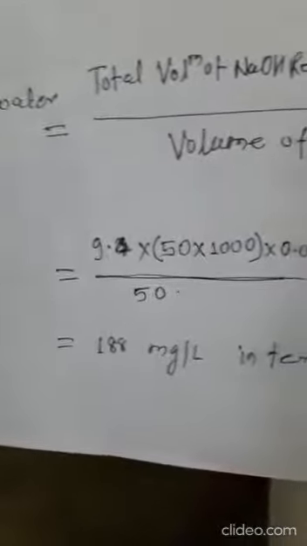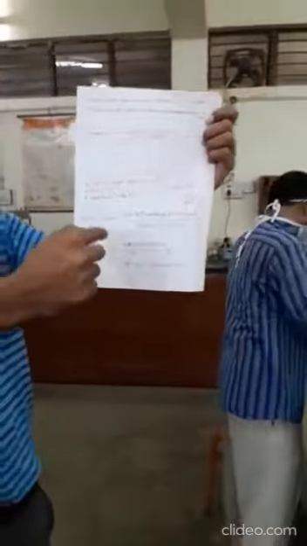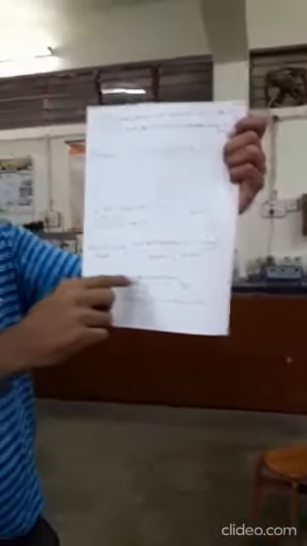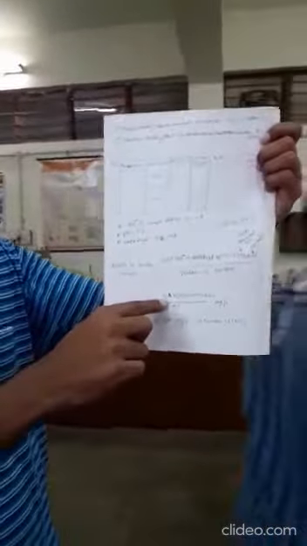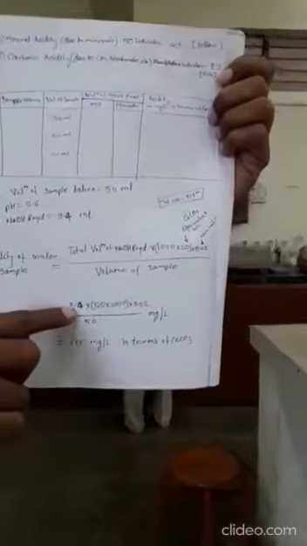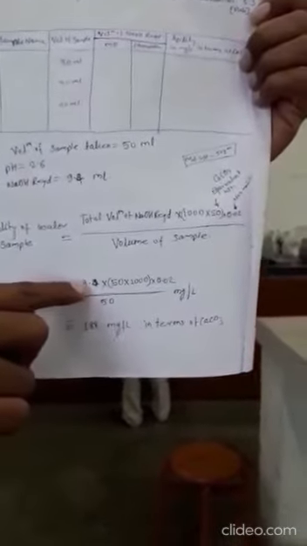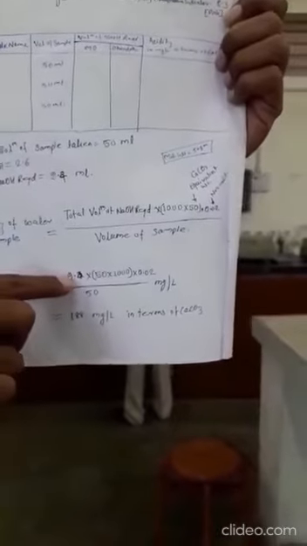How much volume of sample have we taken? 50 ml. The readings in this printed table are different. We already performed this last year, so these are those readings. Today we performed a different reading. Here the volume of NaOH is 9.4, but now we got 13.8 ml. So you have to put 13.8 ml in place of this 9.4.